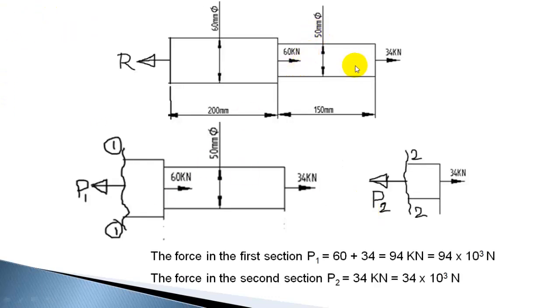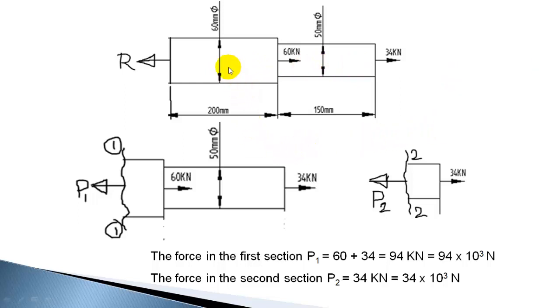Now 60 is acting towards the right, 34 is acting towards the right, and if I take R towards the left, you will get 60 plus 34 minus R is equal to 0, or directly R is 60 plus 34, or 94. So you can see that if R is 94, it will be balanced. The fixed end is exerting 94 kilonewton, against the rightward force of 60 plus 34, which is 94, and that will maintain equilibrium, and the summation of forces will be equal to 0.